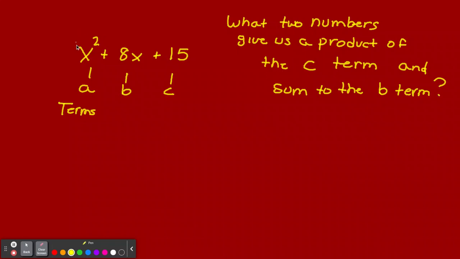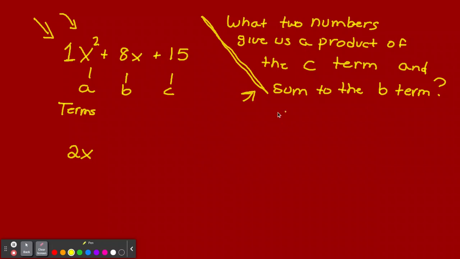And this is only if the a term is a 1, so the coefficient is a 1. There is a 1 here, we just don't write it. If you don't see a coefficient, it's 1. Sometimes you might see a coefficient of 2, and in that case there's a different rule. But for this rule, if the coefficient on the leading term is 1, then you'll do this rule right here.